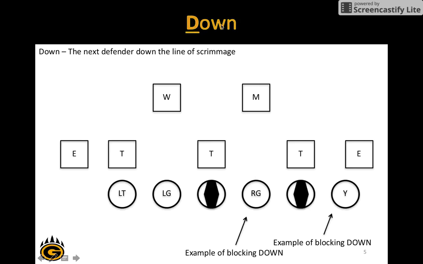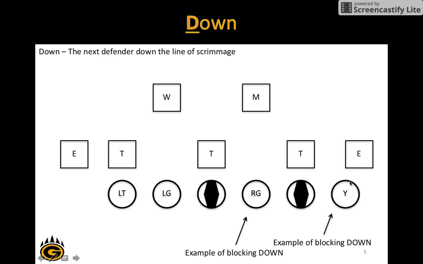Next, we have the D, which stands for down. So down is defined as the next defender down the line of scrimmage. So these guys here are going to follow the GOD rule. Again, the play is going outside shoulder of the Y, and it's going to apply to this guy, this guy, this guy, and this guy because this is our puller. So he has GOD blocking.